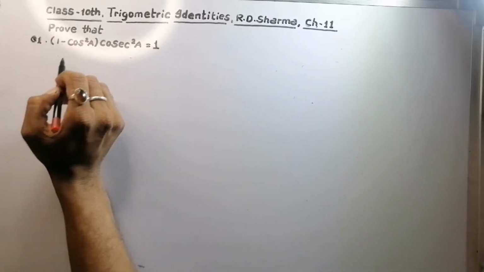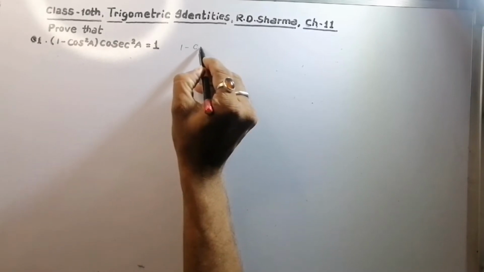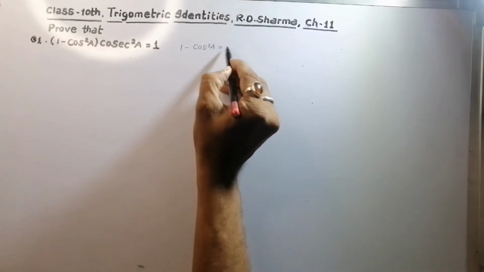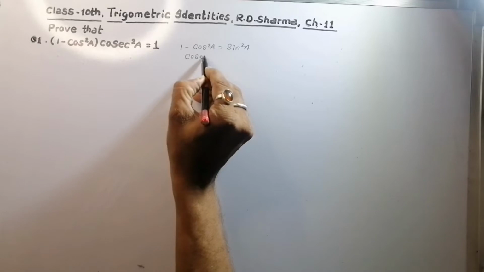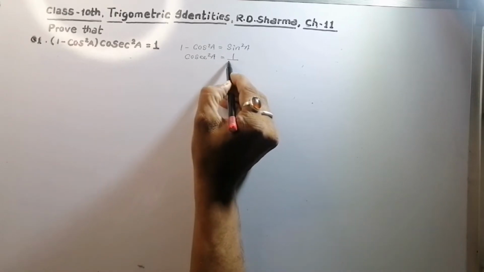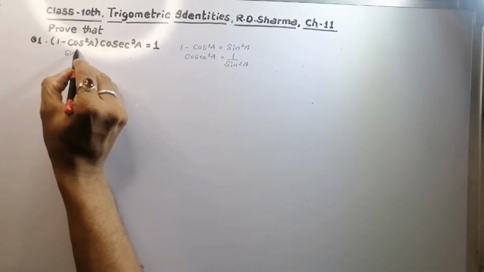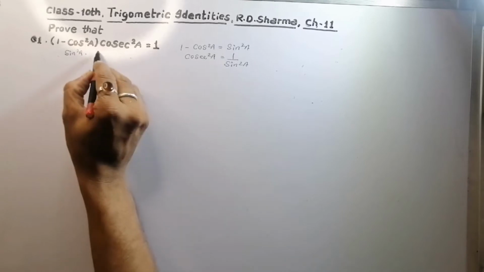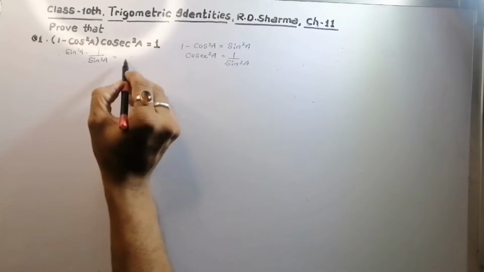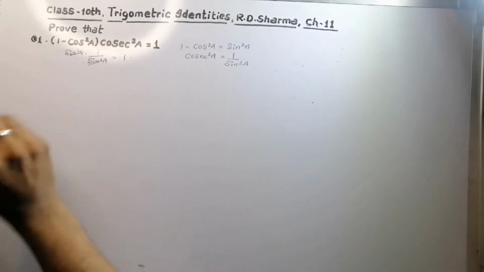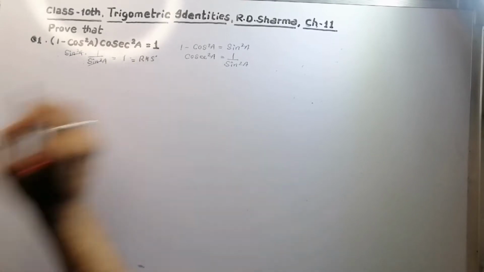(1 minus cos square A) cosec square A is equal to 1. First we know that 1 minus cos square A is equal to sin square A. Then cosec square A is equal to 1 upon sin square A. So we can write sin square A in place of 1 minus cos square A, into 1 upon sin square A. Sin square A divided by sin square A gives 1. So it is equal to the right hand side, which is 1.